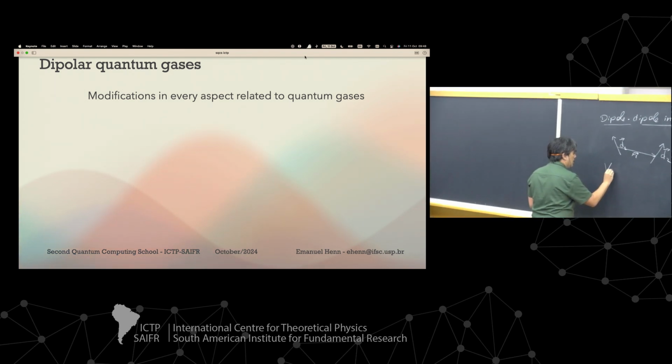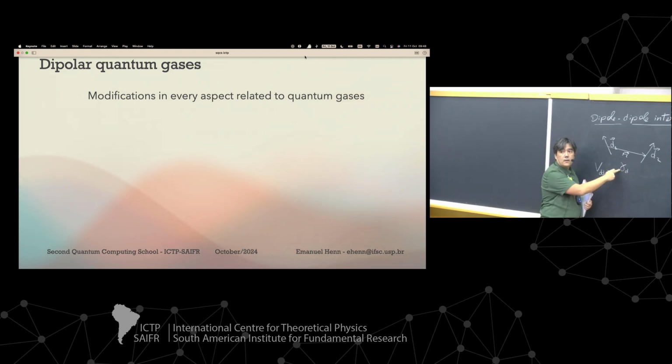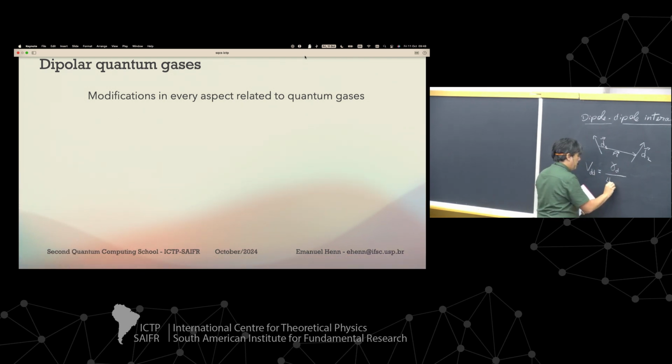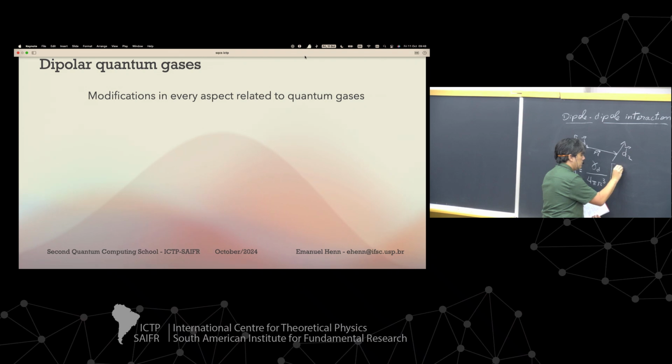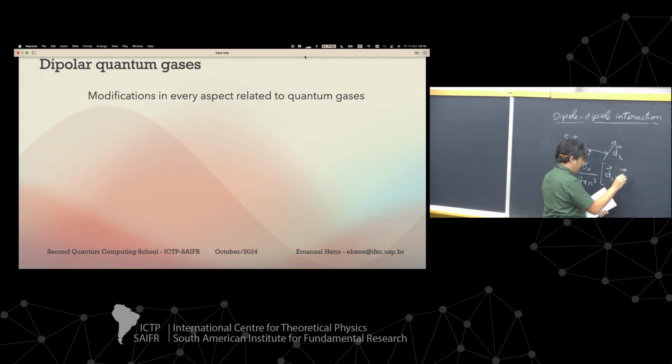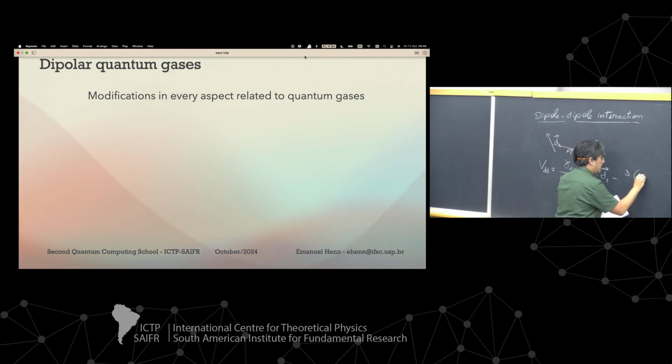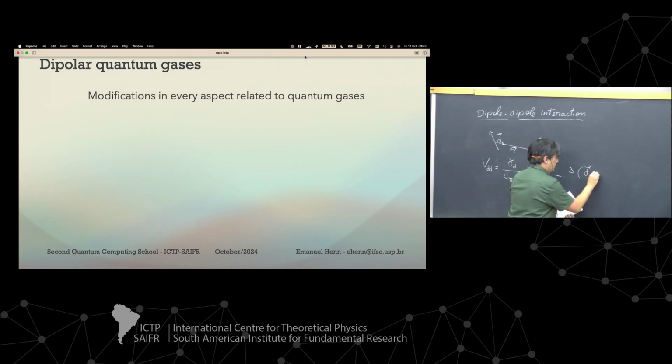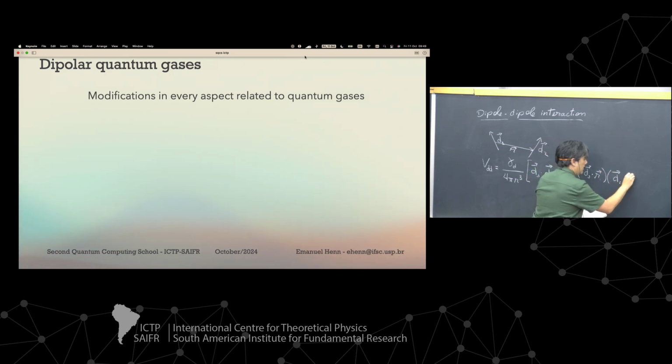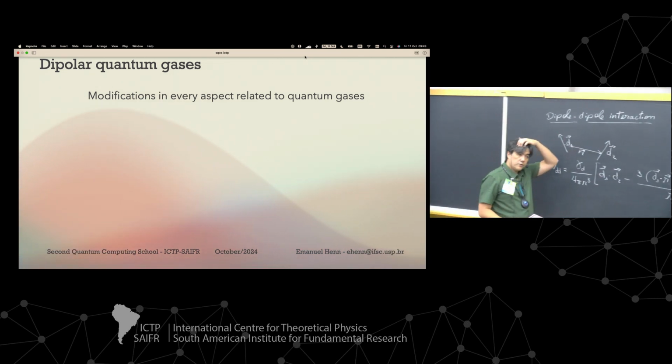So, the potential of dipole-dipole, okay? There is this constant term. This depends on whether they are electric or magnetic, okay? We'll come back to this soon. Then we have 4 pi r cubed, and then d1 dot d2 minus 3 (d1 dot r)(d2 dot r) over r squared. Okay, this is the potential energy of this system.